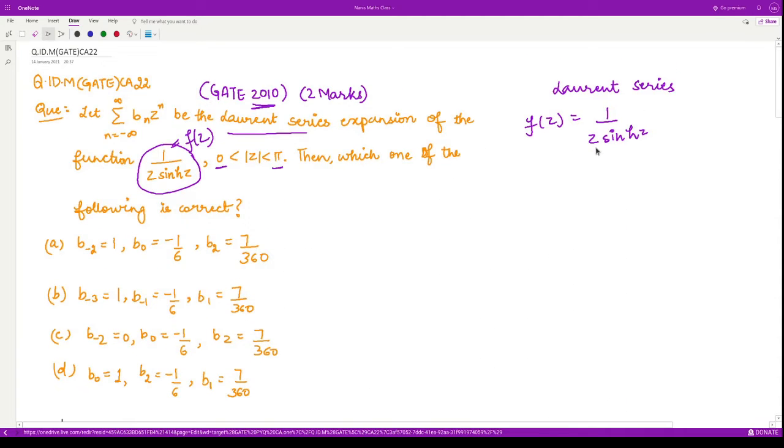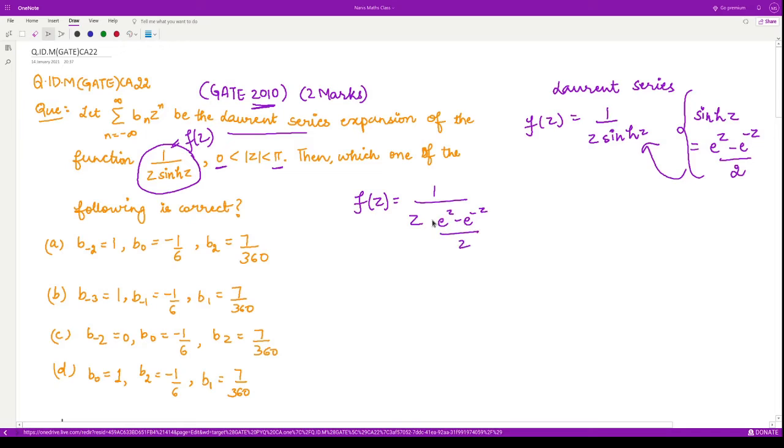Our function is defined like this. Here sinh z is appearing. By definition, this is equivalent to e to the power z minus e to the power minus z, divided by 2. If we substitute the value of sinh z into this function, we obtain f(z) equivalent to 1 upon z times the whole thing, e to the power z minus e to the power minus z upon 2. So we can simplify this.